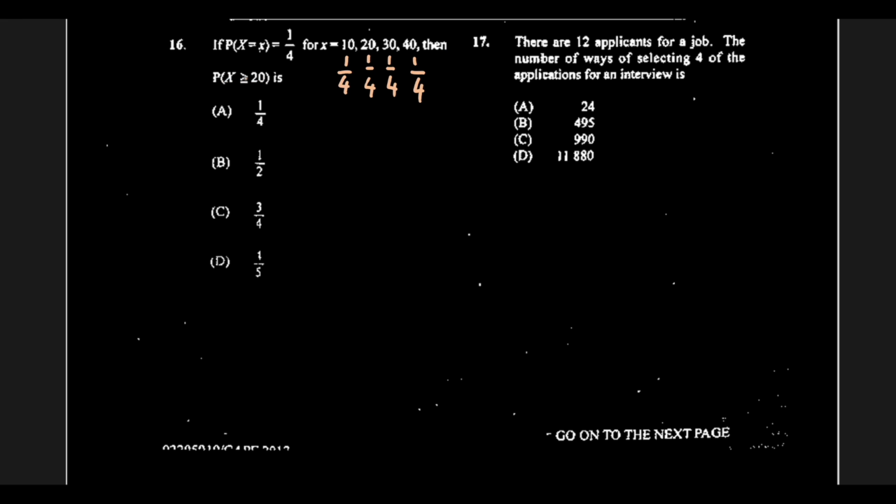So what this is saying in essence is that they want us to figure out what's the probability of someone getting a number that's more than or equal to 20. So the values that would be more than or equal to 20 would be from here upwards. So as you can see here, we have a quarter plus a quarter plus a quarter, which would give us 3 quarters. Therefore, our answer is C, 3/4.